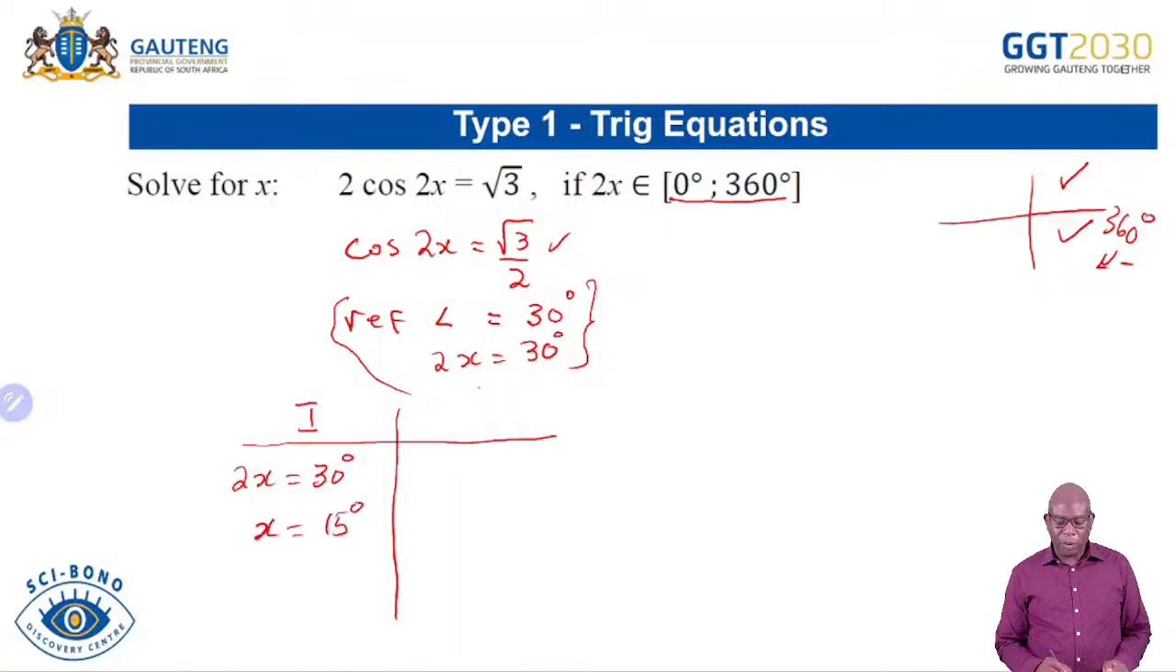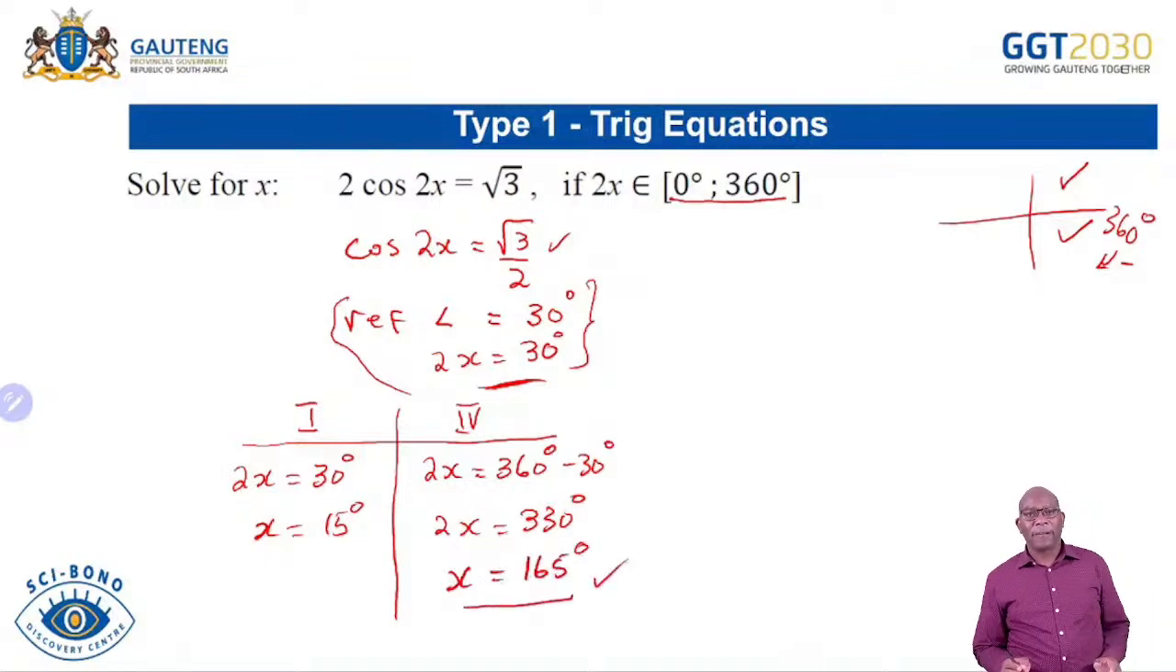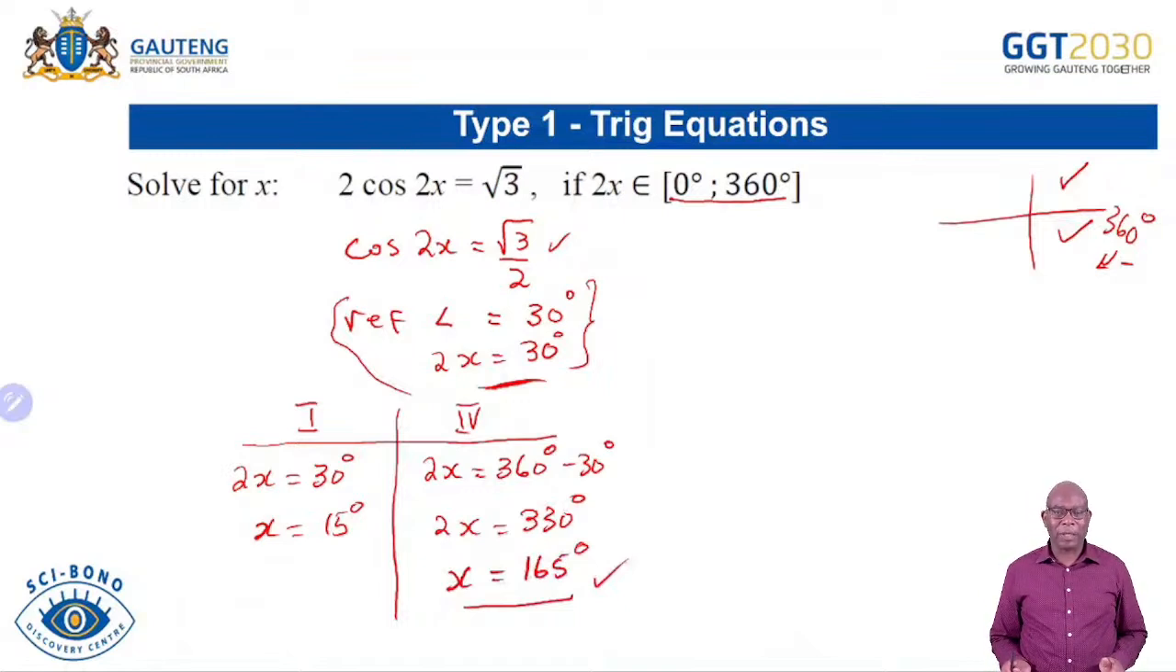Can you see I'm not doing it here? Because sometimes you find it is negative, and if you're used to doing it there, you're going to get wrong answers. In the fourth quadrant, I use 360 degrees. So I'm going to say 2x equals 360 minus the reference angle. So my 2x will be 330, of which my x will be 165 degrees. These questions we must get right.